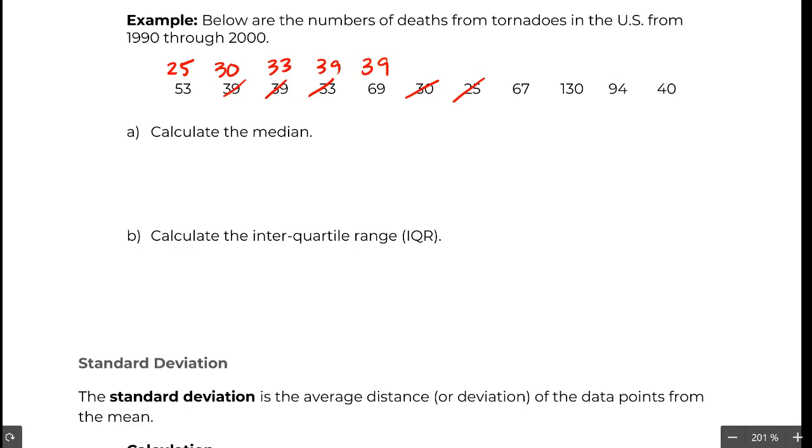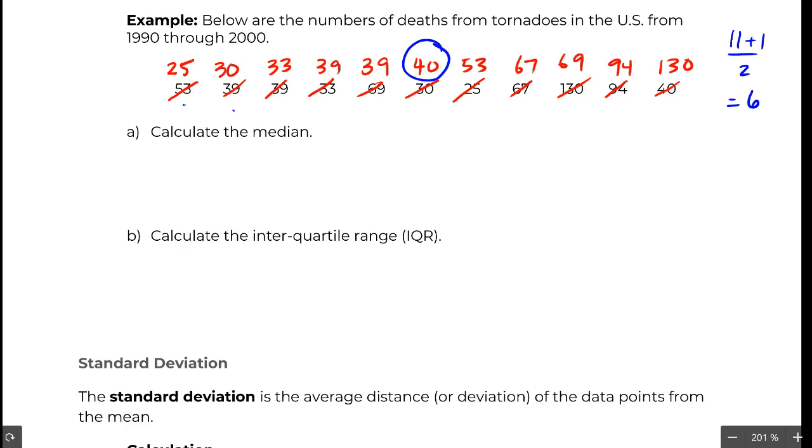30. I always forget if there's a duplicate number, I like leave it off. That's my problem. 53 is the next one. 67, 69, 94, and 130. Okay, so I've crossed off all the numbers and I have as many numbers as I started with. So calculating the median. I can look if I can visually see that 40 is the middle. If not, I could count up and it looks like there are 11 different things in here. So if I do this, I'm looking for the 6th item. 1, 2, 3, 4, 5, 6. That gets me 40. So the median is just 40.